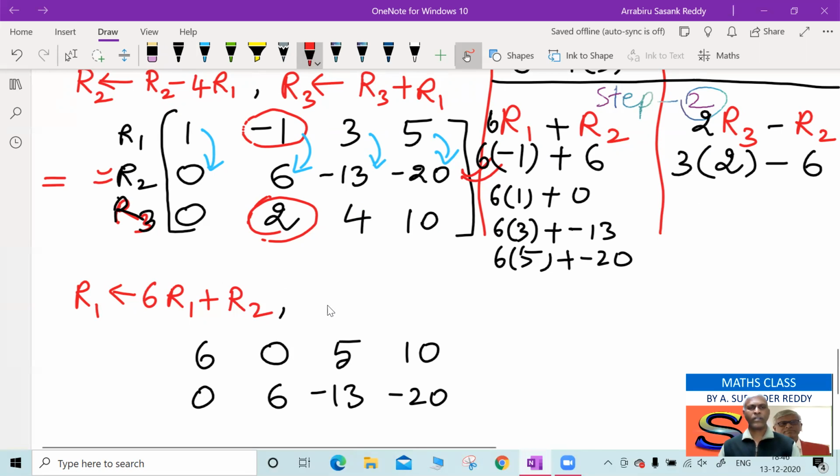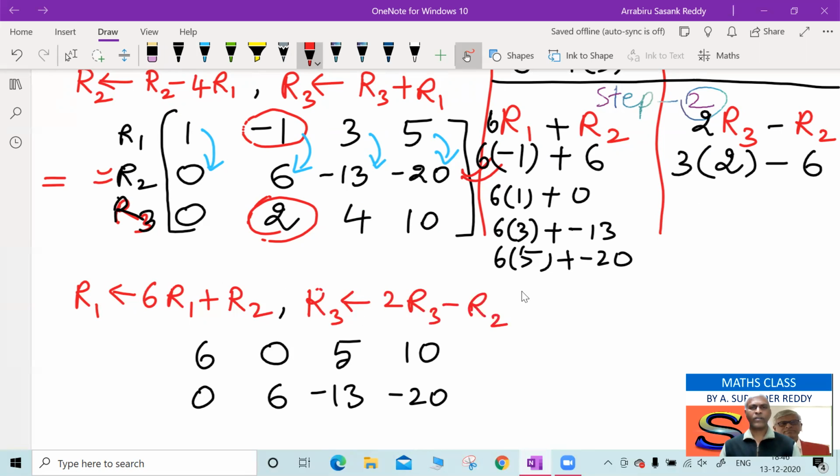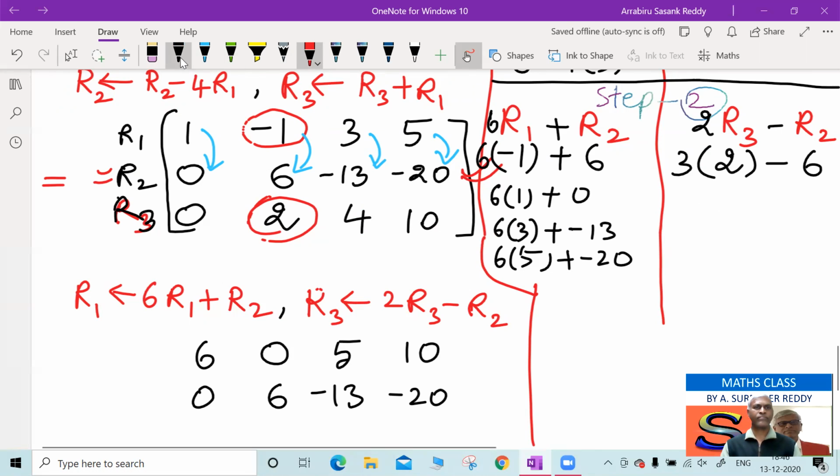What is the row transformation? We are changing R3 as 2 R3 minus R2. So by applying this formula, the second number becomes 0. సో 6 కింద ఉండే number 0 అవుతుంది.